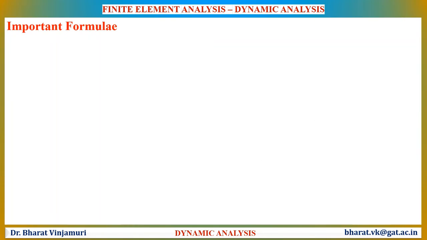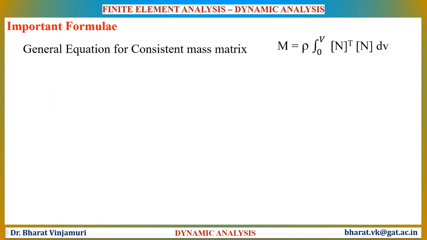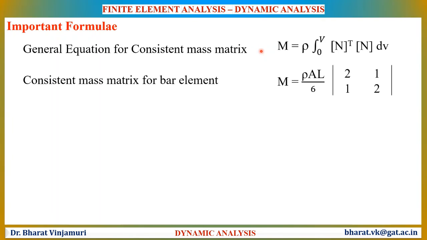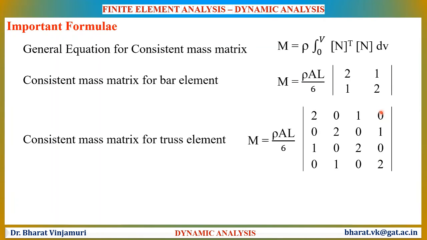Also, we have seen that the general equation for the consistent mass matrix is given by the following equation. This equation represents a three-dimensional environment. The consistent mass matrix for a bar element is given by the following equation: M is equal to rho A L by 6 multiplied by the matrix. And for a truss element, this is the equation which we will be using.